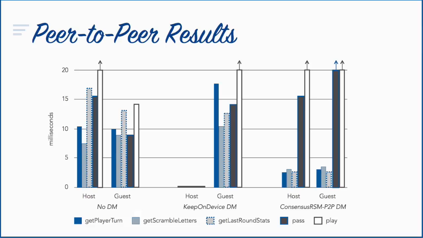Whereas for the keep on device DM, the read and write latencies of the host are extremely low, so low to the point that they barely make the graph. However, they are somewhat higher for the other player, even higher than not running a deployment manager at all. Now, for the consensus, you can see that both read latencies were much lower on both devices. Whereas the write latencies are kind of high.